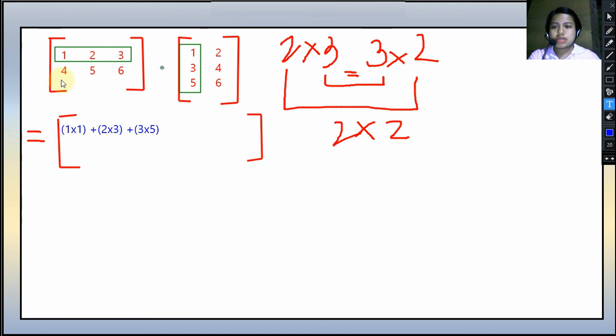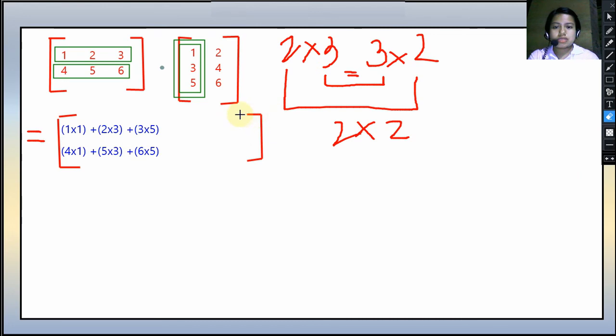Now we'll proceed with the second row, first column. So this one here. That would be 4 times 1, plus 5 times 3, plus 6 times 5. So that would be the second row, first column entry of our product matrix.